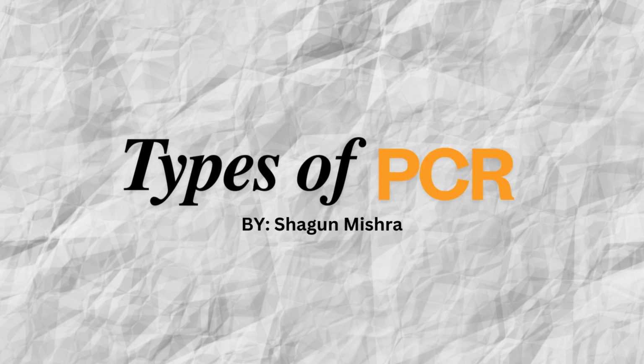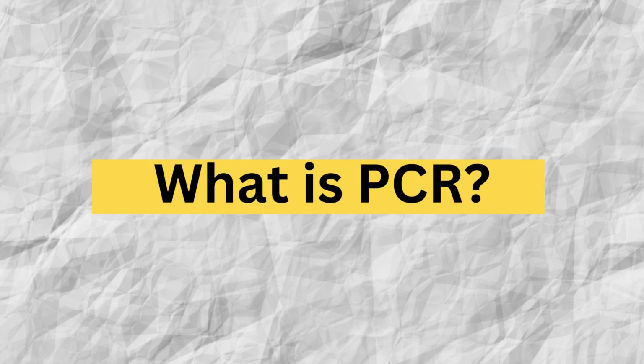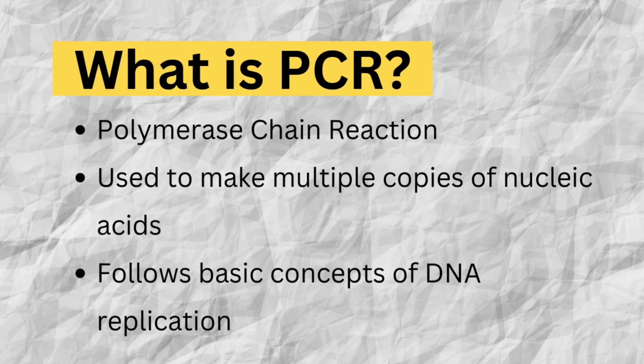Hi everyone, today we'll be talking about the different types of PCR. Before we talk about the different types of PCR, what is PCR? PCR, also known as polymerase chain reaction, is a common technique for amplifying small nucleic acid samples. PCR revolves around the basic concepts of DNA replication involving a DNA polymerase.